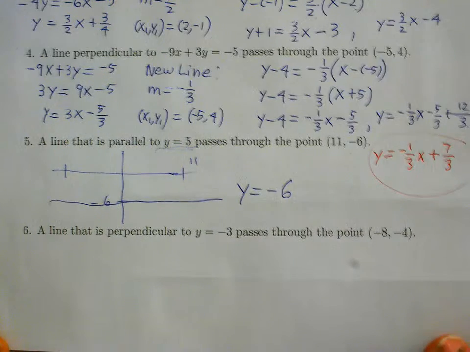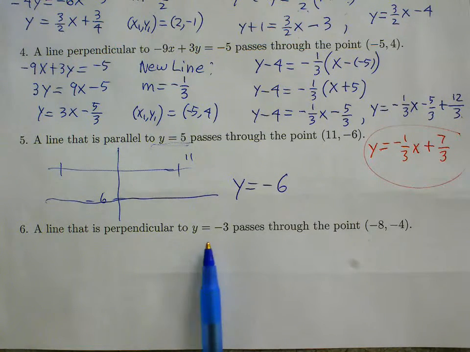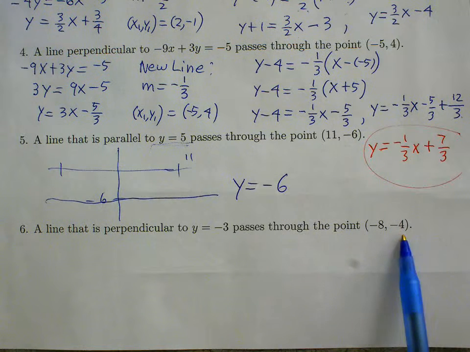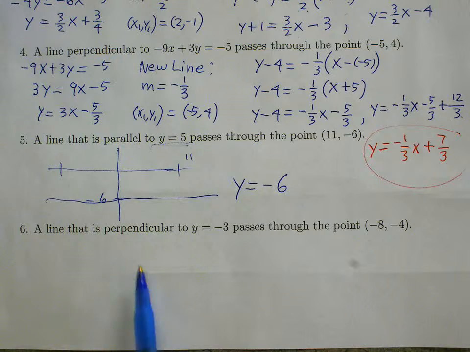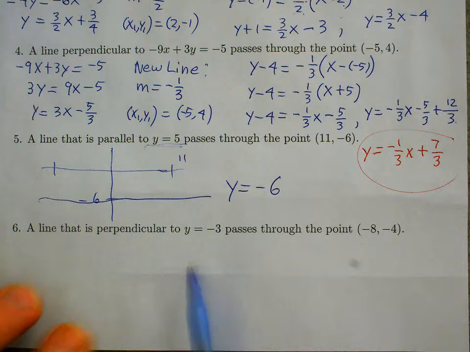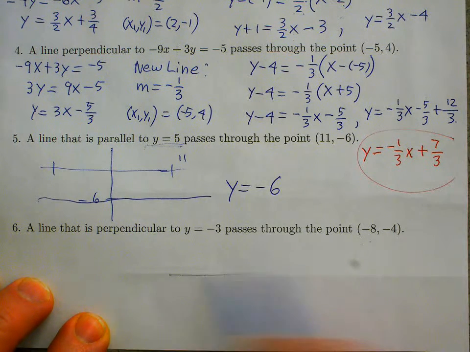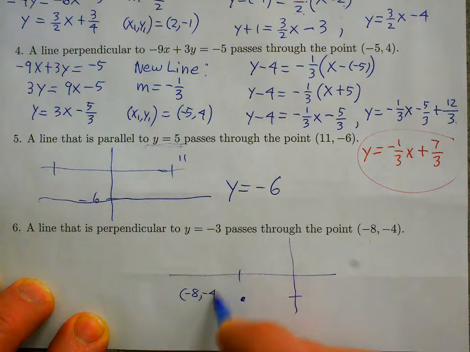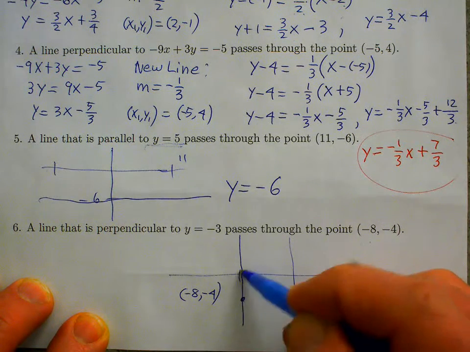Okay, then the last problem for today, a line that is perpendicular to y equals negative 3 passes through the point negative 8, negative 4. Okay, the line y equals negative 3 is horizontal. So any line that's perpendicular to a horizontal line is vertical. And the vertical line passes through negative 8, negative 4. The new line is vertical, it passes through negative 8, negative 4.